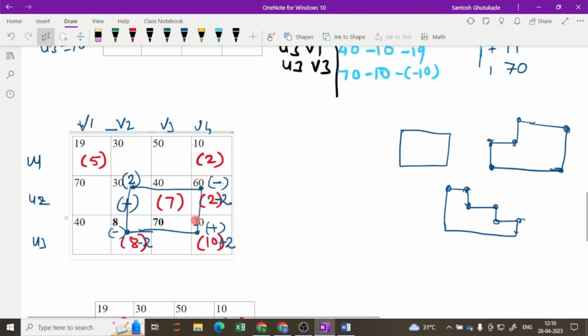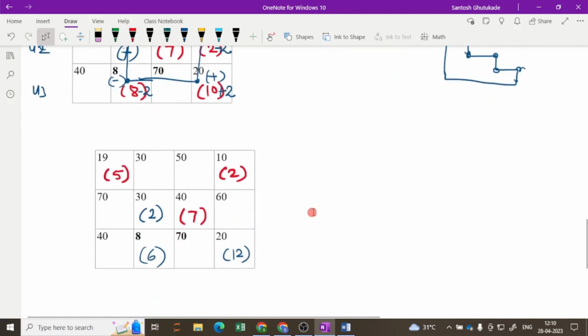So we have created a loop and given the sign alternative plus minus, and from the minus sign where there is a minimum allocation, we have selected that here in case 2, and we have added where there is a plus sign, and we have subtracted where there is a negative sign. So you can create a loop like this. It is a rectangle or in a stepping stone manner. Okay, so these are the allocations.